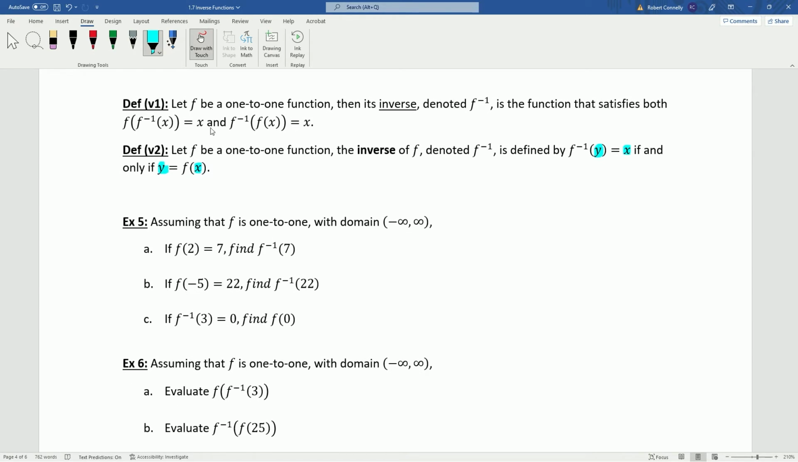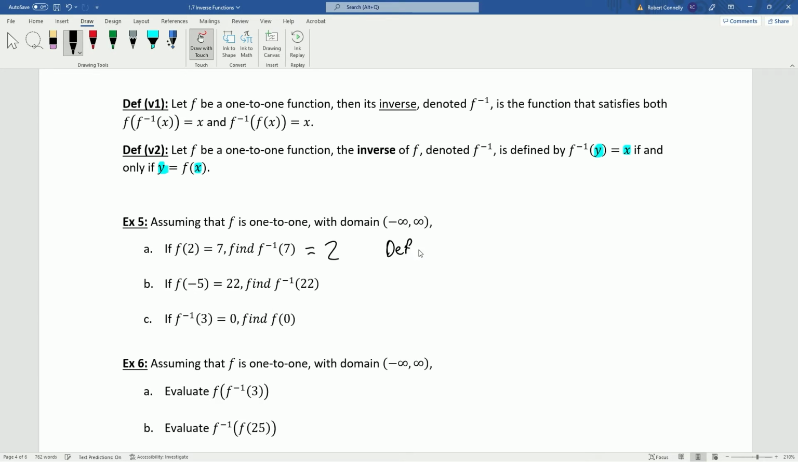All right, so let's put this to use. We've spent a lot of time trying to make sure that what an inverse function is actually makes sense. So I hope that you've got a pretty clear understanding of the definition of an inverse function now. So let's apply it. Assuming that f is one-to-one and has domain negative infinity to infinity, if f of 2 equals 7, find f inverse of 7. Well, f inverse of 7 must be 2.